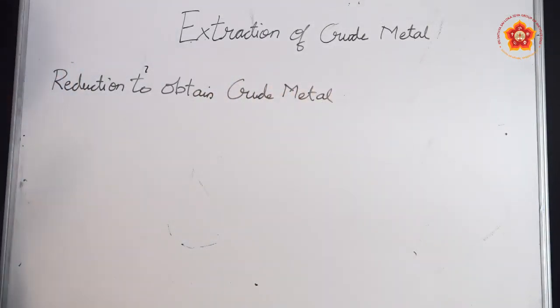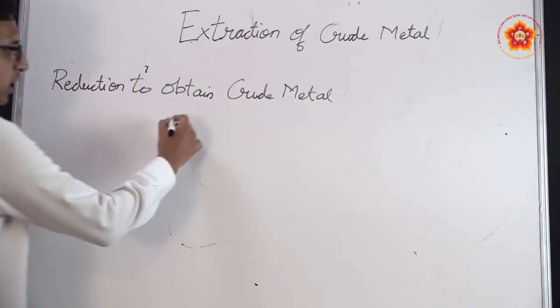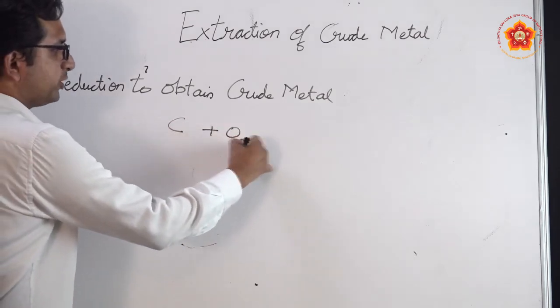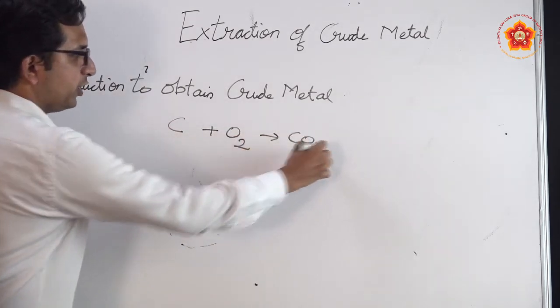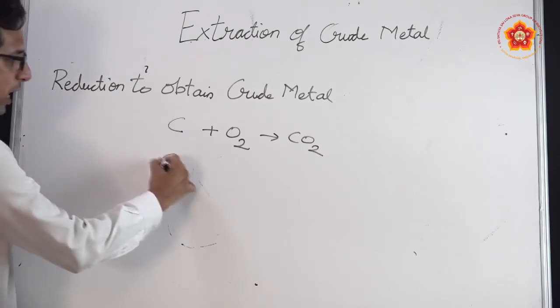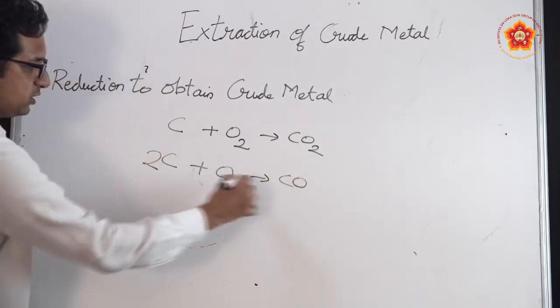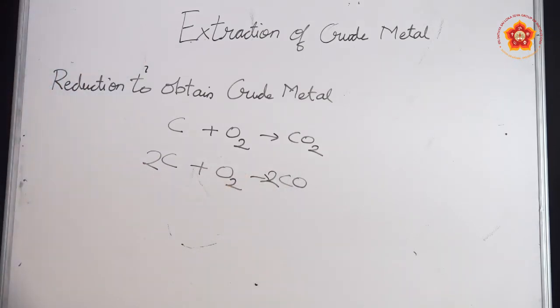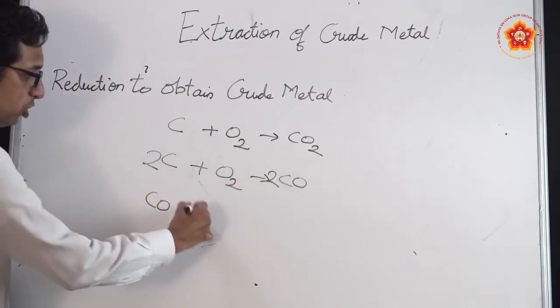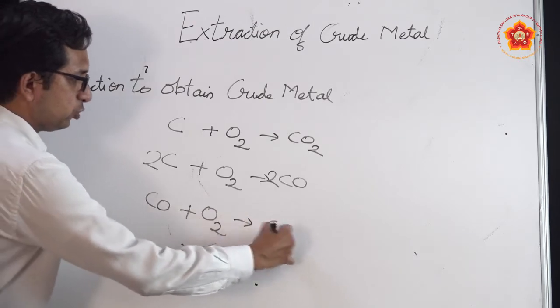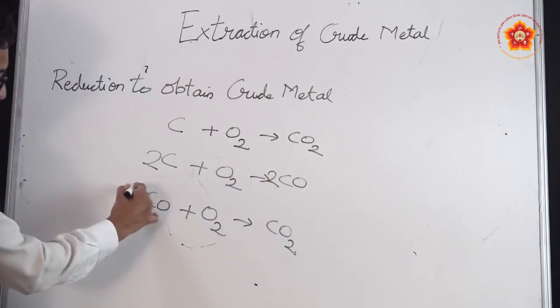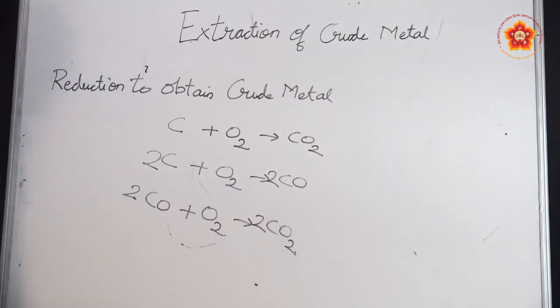Now, the best reducing agent that we can have is carbon or carbon monoxide. The reason is, carbon can react with oxygen to form carbon dioxide. Carbon can also react with oxygen to form carbon monoxide. This is the balanced part of the reaction. Also, carbon monoxide can react with oxygen to form carbon dioxide. Once again, looking into the balancing part.